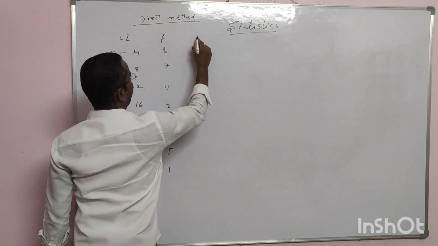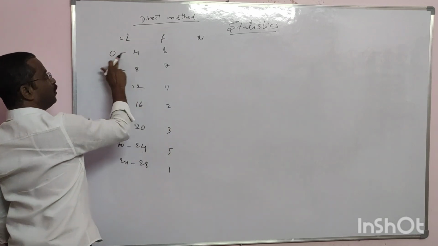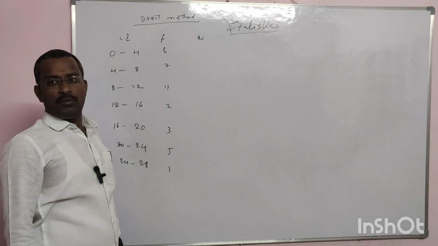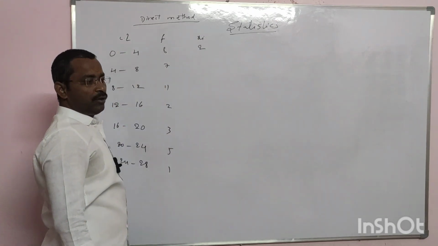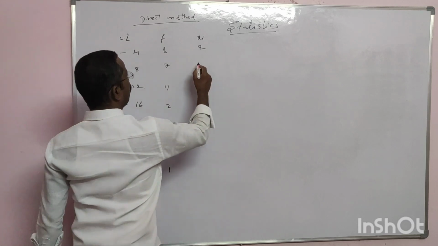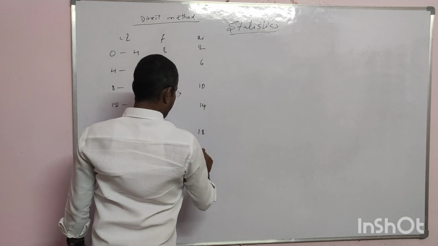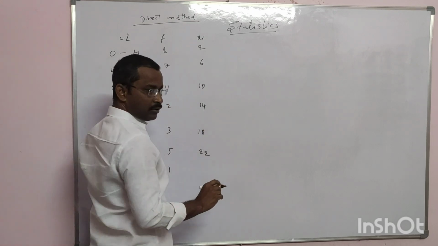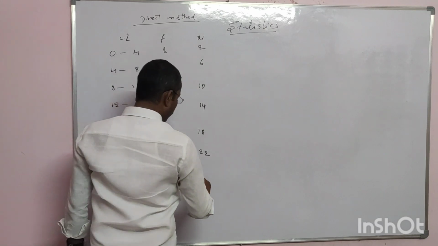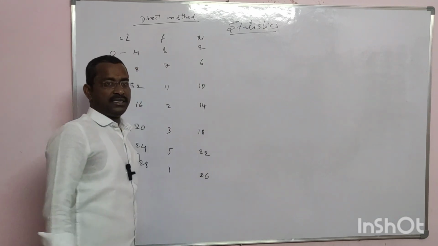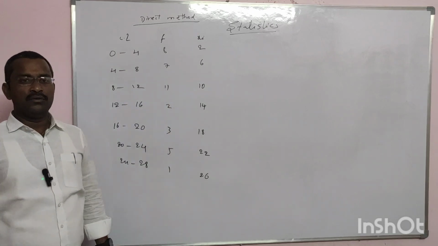Let's first find out xi. Xi stands for class mark. What to do? 0 plus 4 by 2, that is 4 by 2, which is 2. 4 plus 8 is 12, 12 by 2 means 6. So go on increasing by 4: 6, 10, 14, 18, 22 and 26, because the class difference is 4. So you keep on increasing by 4.